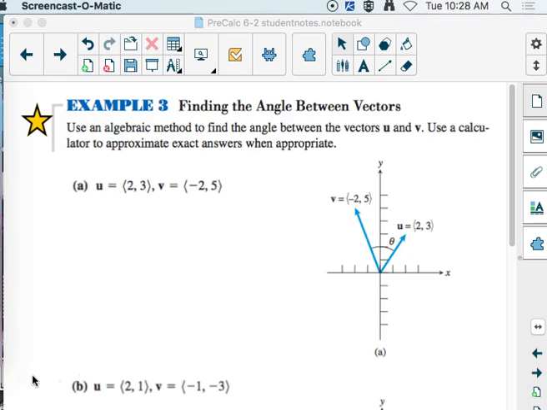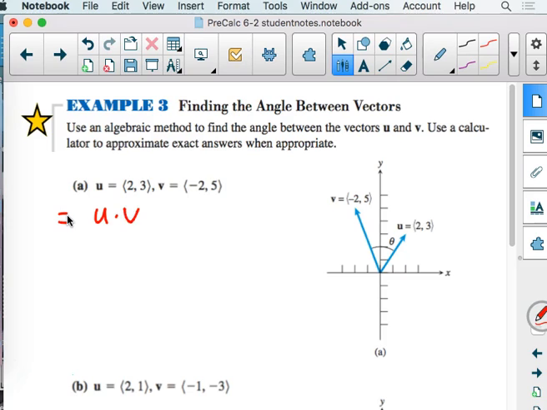So use an algebraic method to find the angle between the vectors u and v. Use a calculator to approximate exact answers when appropriate. So we want the math to be perfect all the way to that, like normal. And then if we have to round, we have to round. So I remember my little formula said I'm supposed to find u dot v over magnitude of u, magnitude of v. Now the reason I write that down first is because what I want to do is think through the pieces that I have to use for this formula.